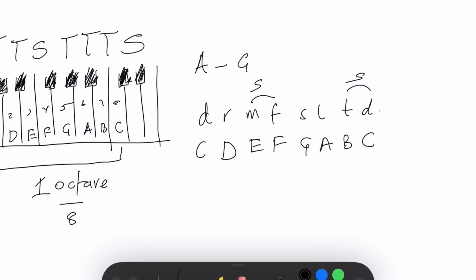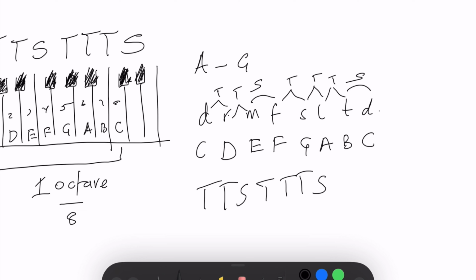So between the first and second note is a tone, between the second and third is a tone, here between the 4th and 5th is a tone, this 5th and 6th is a tone, the 6th and 7th is a tone. And that's how you have TTSTTTS. It's tone, tone, semitone, tone, tone, tone, semitone.